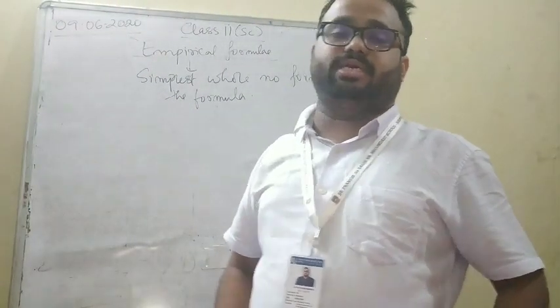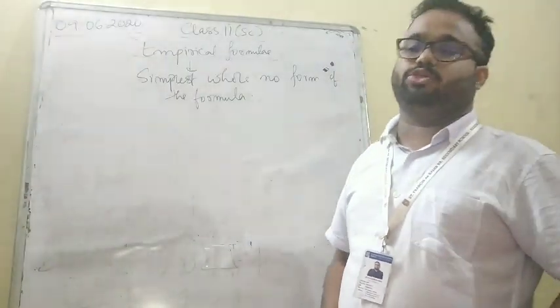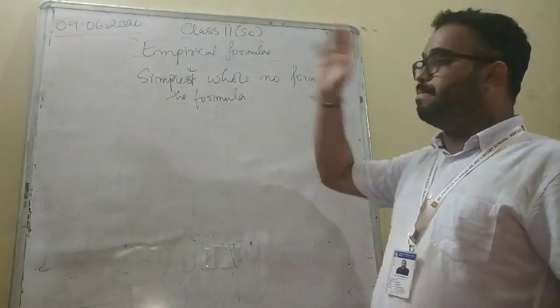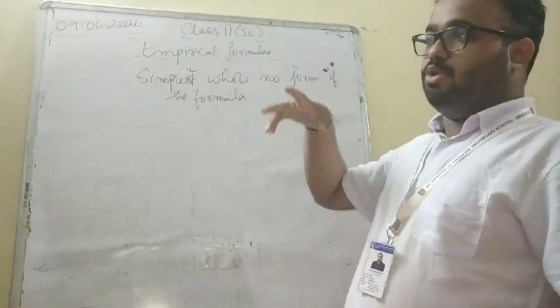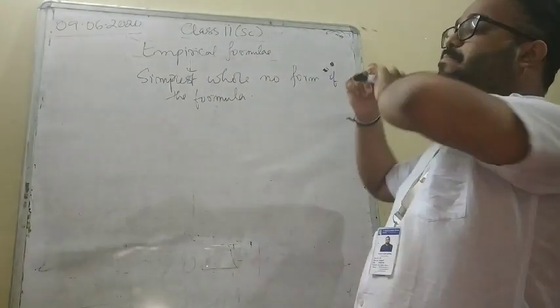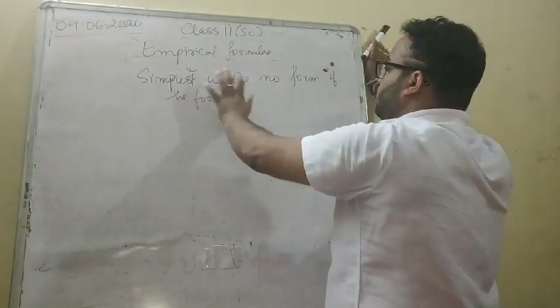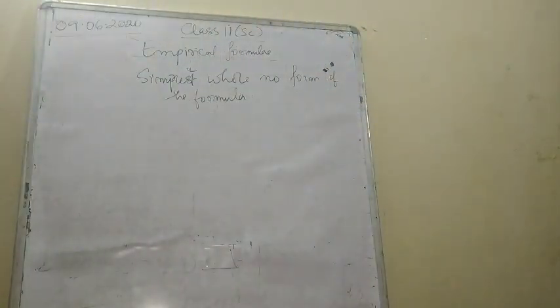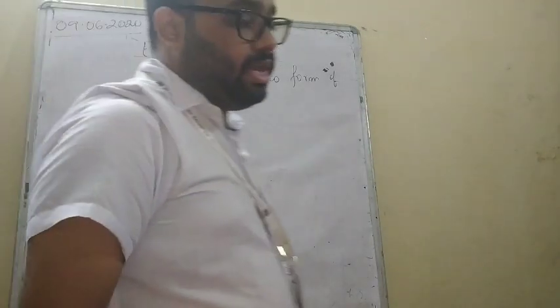Last class we discussed some more problems on mole concept, and now we are moving on to the third topic, which is empirical formula. Now, what is empirical formula? Empirical formula means the simplest whole number form of a formula. The simplest whole number form of a formula is called empirical formula.